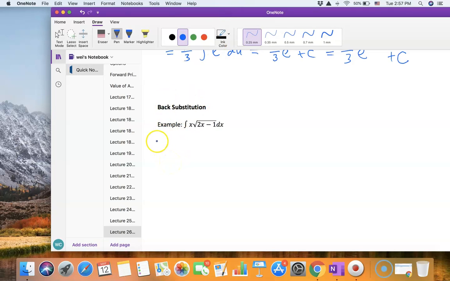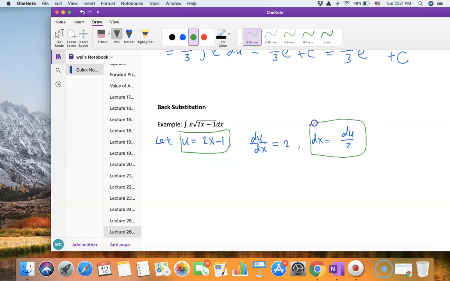So for this function, I let u be 2x minus 1. If u is 2x minus 1, then du over dx is going to be 2. So dx is going to be what? du over 2. Okay. If I substitute u for 2x minus 1 and I substitute du over 2 for dx, now you will see the integral becomes x times the square root of u times du over 2.